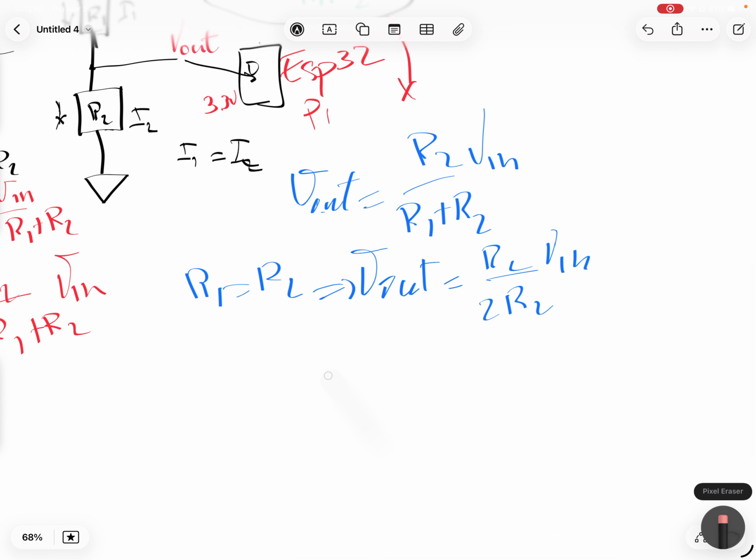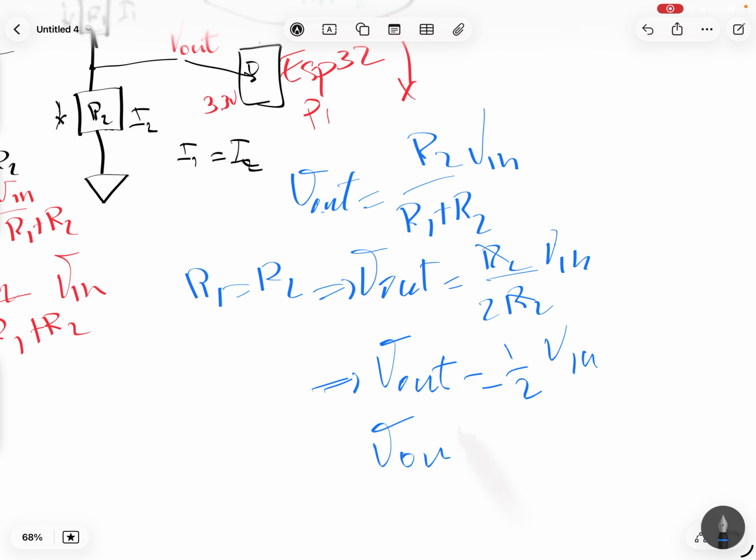And right here, we come back, we get V out equals, we can just cut this off, half of Vn. Okay, so V out equals, our Vn equals 5 volts, right? Let's say Vn equals 5 volts. So half of that.